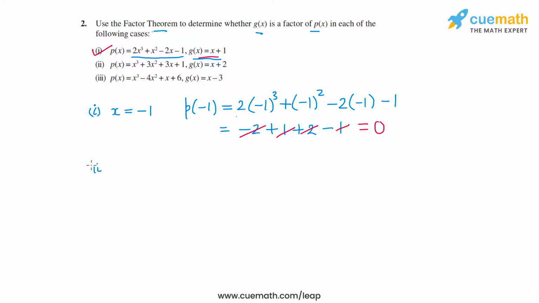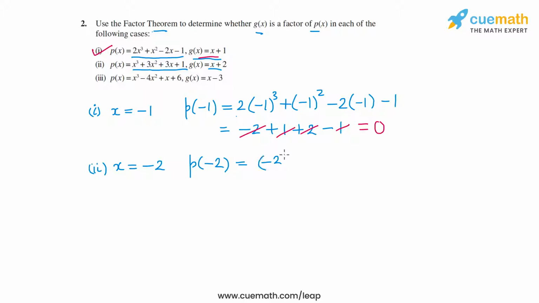Now let's go to the second part. In the second part, g(x) is equal to x plus 2. So the zero of g(x) in this case is x equal to minus 2. Now I'm going to find out p(-2). And in this case, the polynomial is x cube plus 3x square plus 3x plus 1. So let's find p(-2).